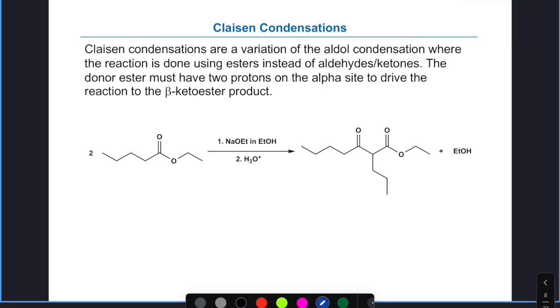Notice now that we are using sodium ethoxide in ethanol and then a water workup in the second step. Now, there's a couple key features of this. One is, we're using a weak base. We're not using sodium hydroxide. We're using sodium ethoxide. We're doing it in ethanol. The reason for that is right here.